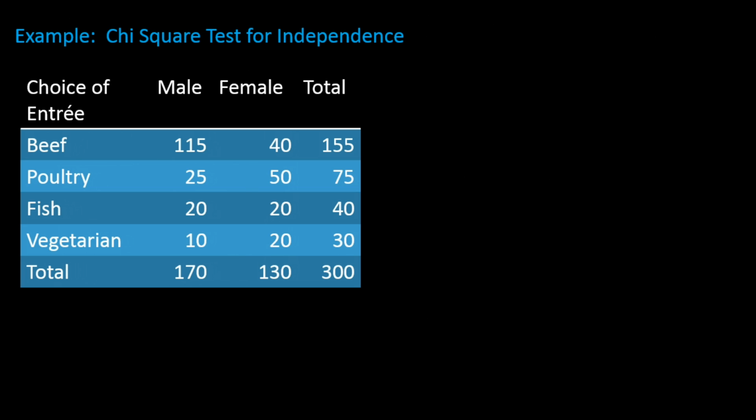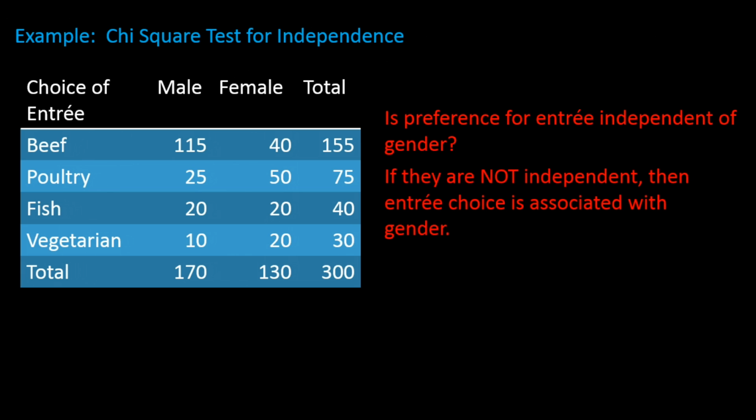The table further breaks down the data into how many males ordered each type of entree versus how many females ordered each type of entree. What we would like to know is, is the preference for the specific type of entree independent of gender? If they are independent, then we should see the males and females ordering each choice of entree in the same proportions as they are represented in the sample. If, however, choice of entree and gender are not independent, then the two categories are associated in some way.